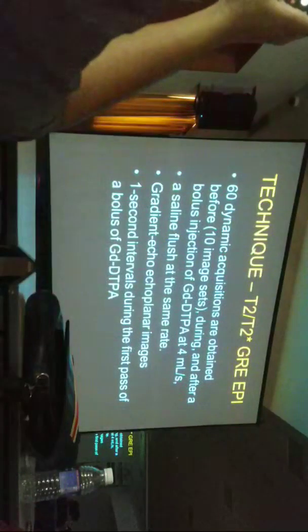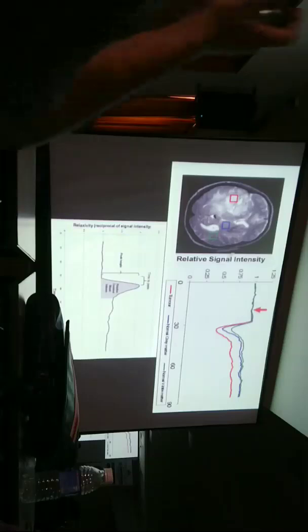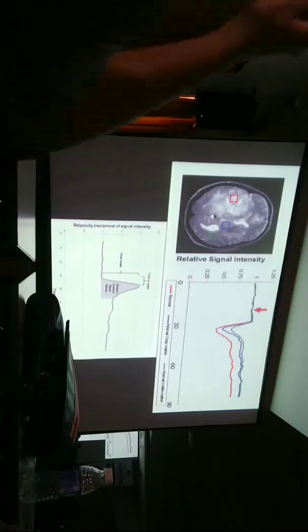For the T2 star we do 60 dynamic acquisitions and a saline flush, and we get the images. So these are all the images we get with the perfusion. How to analyze after acquiring the perfusion?